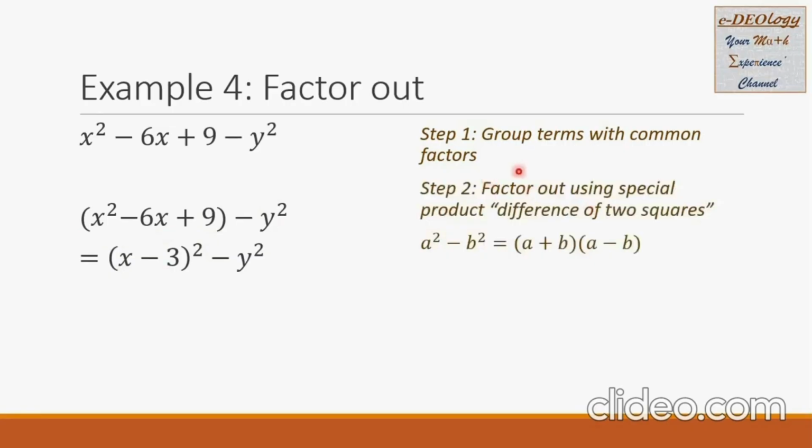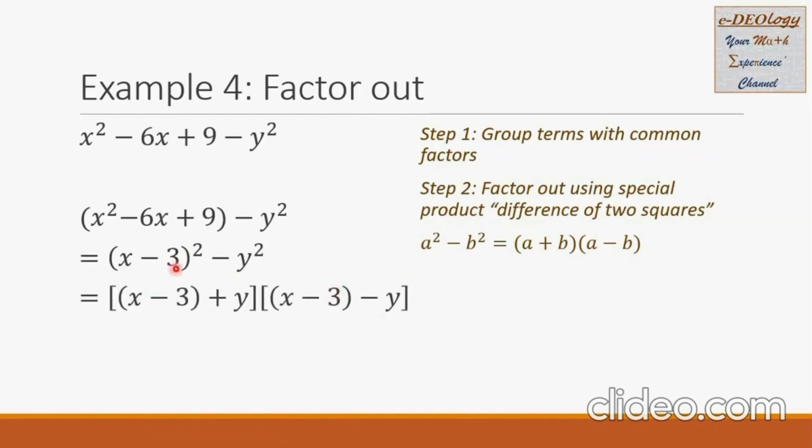In step 2, I'm going to factor out using the special product difference of two squares, and this is the formula. When we have a squared minus b squared, the answer will be the binomial a plus b times a minus b. In this case, the x minus 3 is considered to be the a, and the y is the b. So in applying this formula, it will be like this.